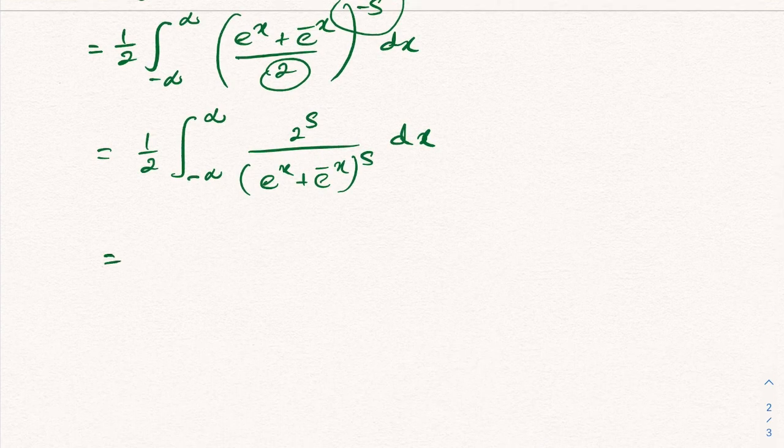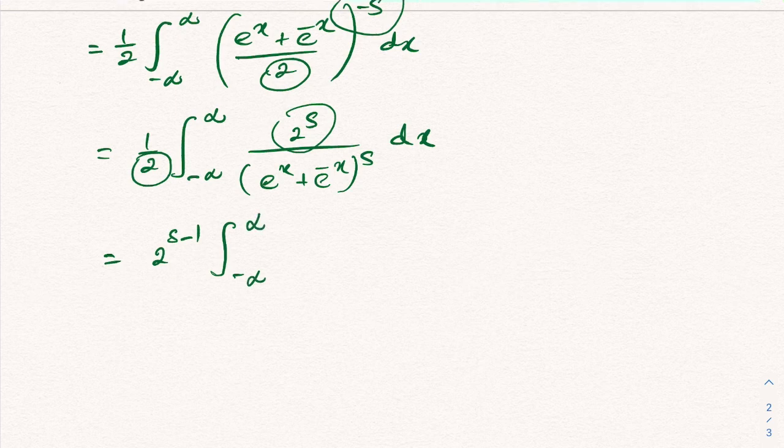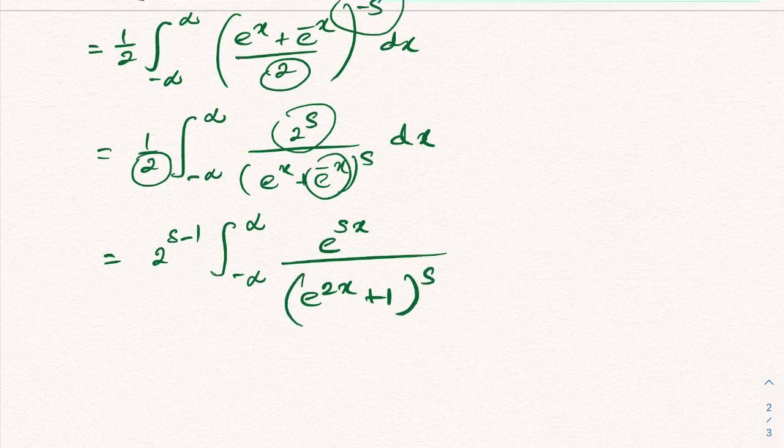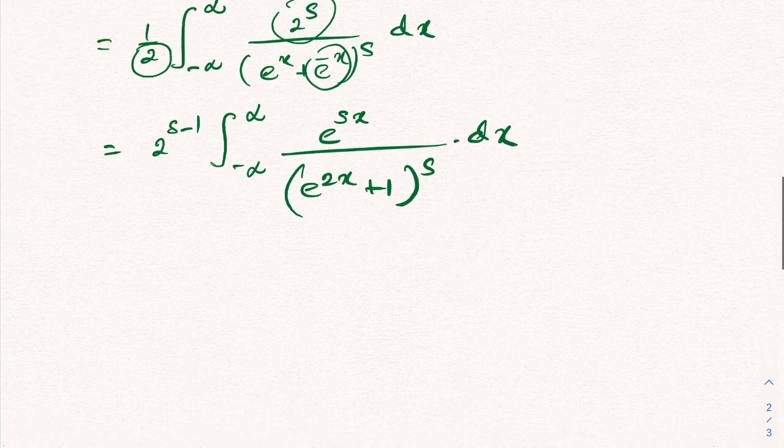Okay, then here 2 to the s, here 1/2, so 2 to the s minus 1, integral from minus infinity to infinity. Now e to the minus x we can write as 1 over e to the x, then if we take the common denominator here, e to the 2x, we have e to the s times x over e to the 2x plus 1 raised to the s power dx.